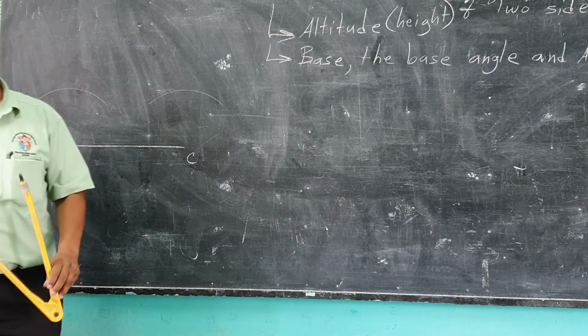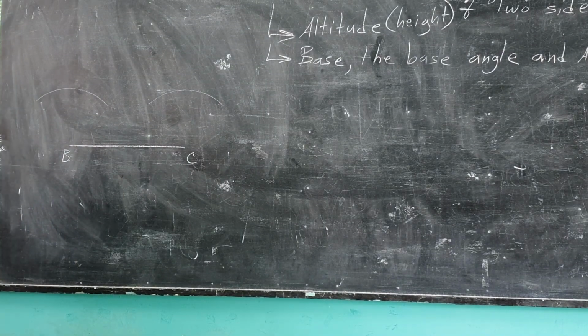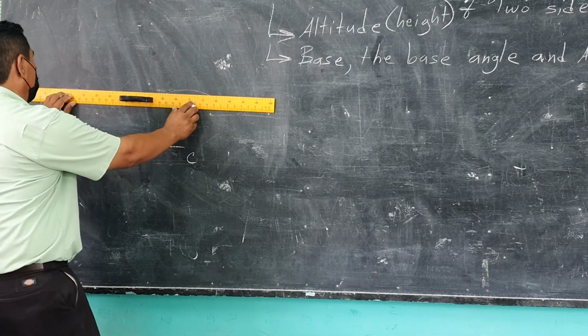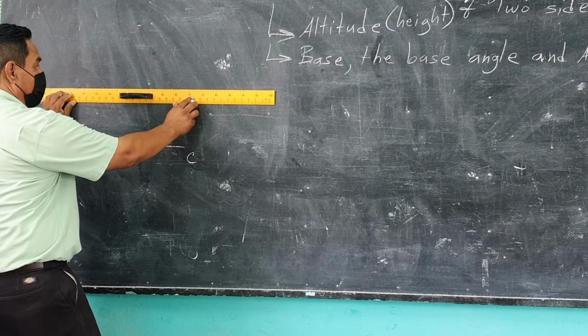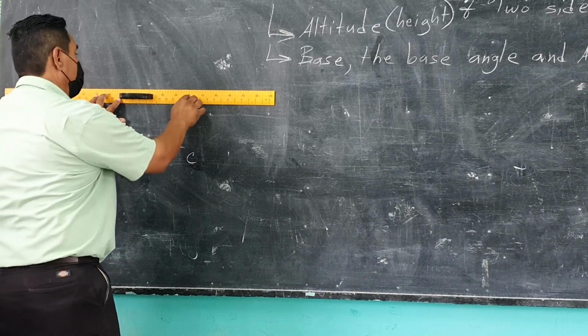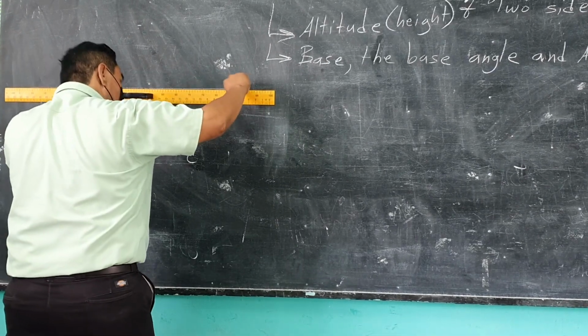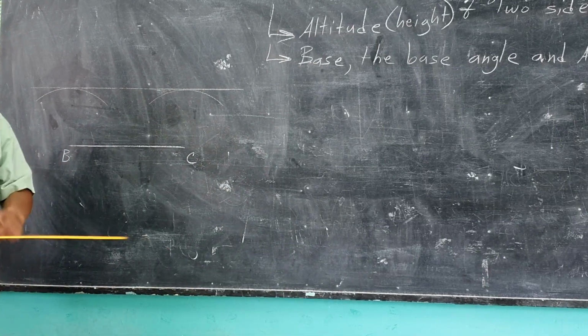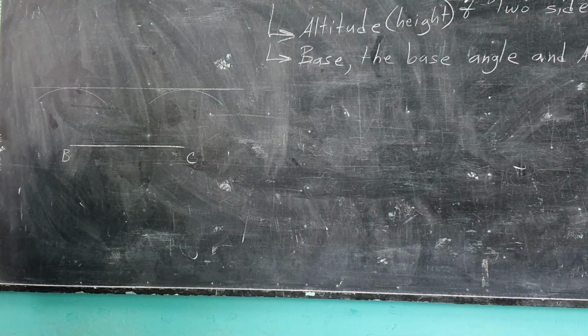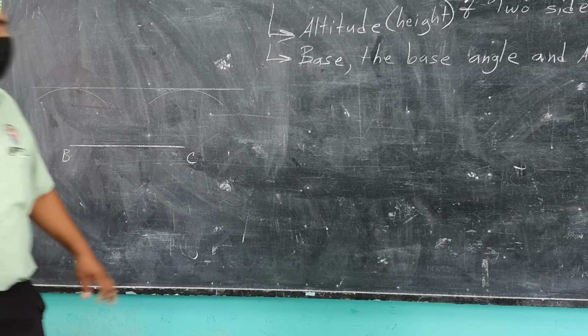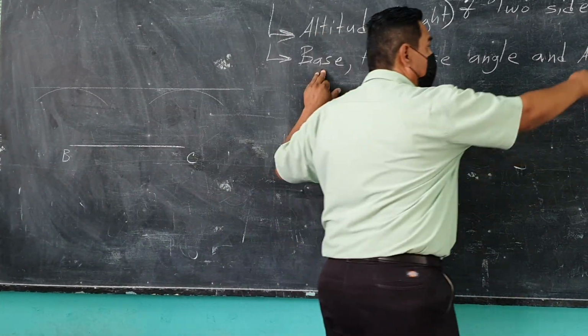Okay? Now, with the aid of your ruler, you will draw a parallel line. Is that clear? You will draw a parallel line. Once that parallel line is there, students, you go next. So we have done the base, we have done the altitude.